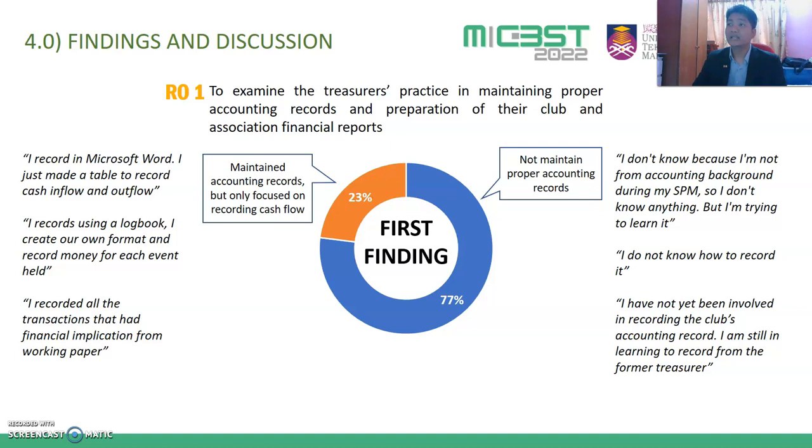The first finding suits the first research objective, which is to examine the treasurers' practice in maintaining proper accounting records and preparing their clubs' and associations' financial reports. From this finding, we found 77% of the interviewees said they did not maintain proper accounting records. Most of them were not able to because they did not have accounting knowledge and were never exposed to accounting for clubs and associations. However, they were willing to attend any accounting training course as it would be very beneficial to them.